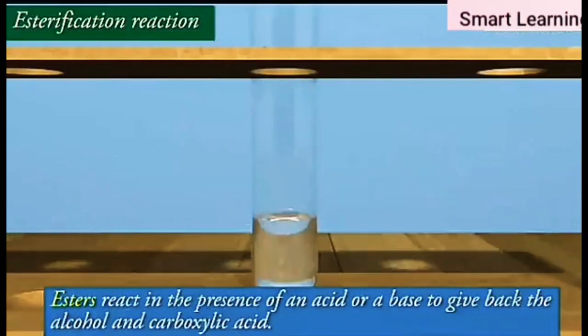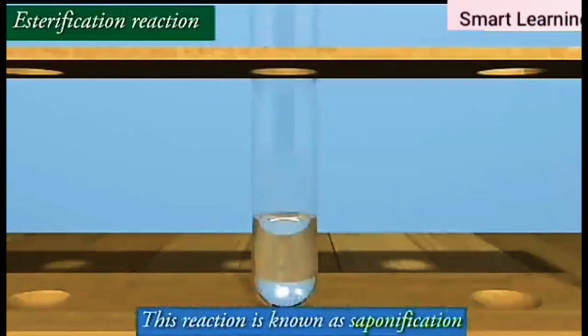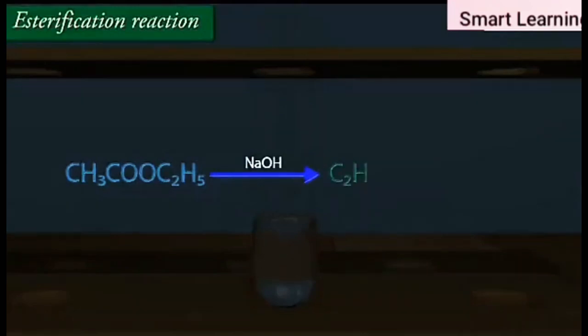Esters react in the presence of an acid or a base to give back the alcohol and carboxylic acid. This reaction is known as saponification because it is used in the preparation of soap. The reaction being CH3COOC2H5 in the presence of NaOH gives C2H5OH plus CH3COOH.